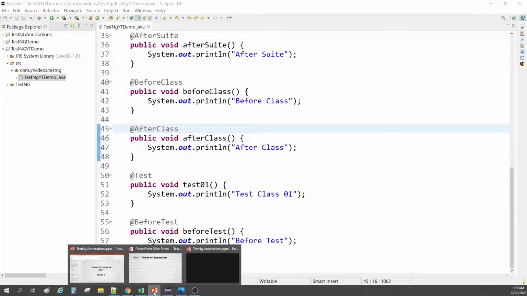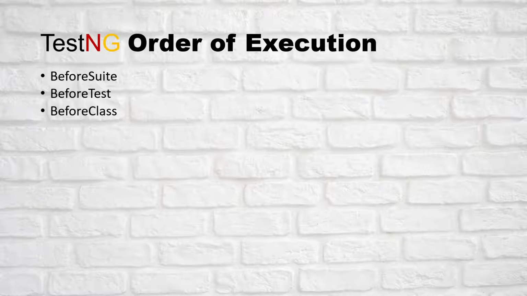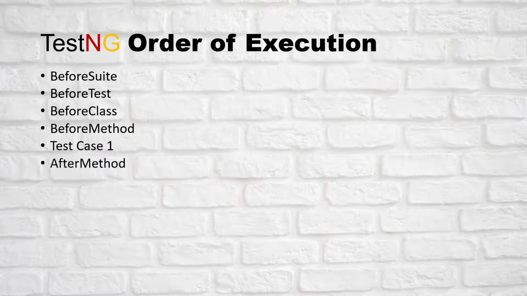So let's go back to our slide and see if we can understand this. Now, TestNG order of execution, I showed you with an example. We saw that before suite was executed first, and then before test, then the method with before class annotation, and then before method, and then my test, the method with the @Test annotation was executed, and right after that, in reverse order, that is after method, and so on.